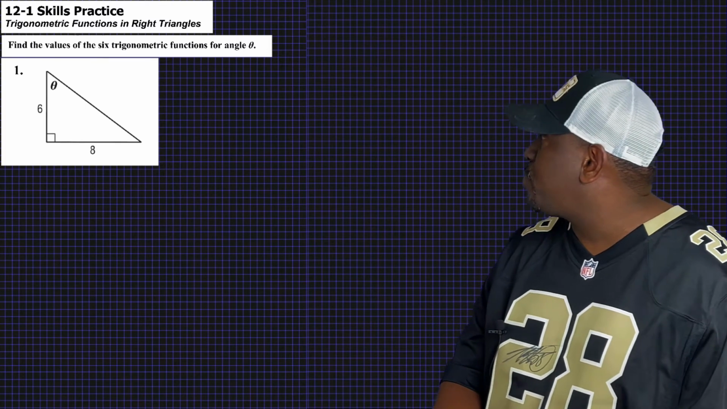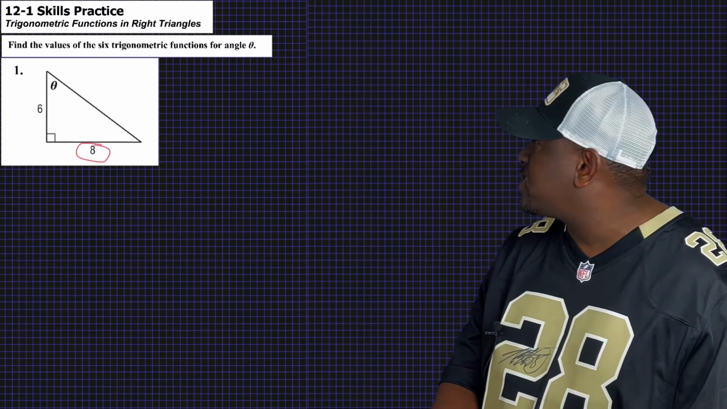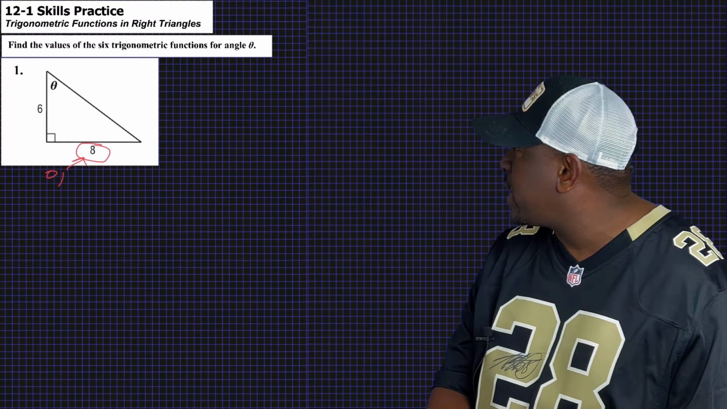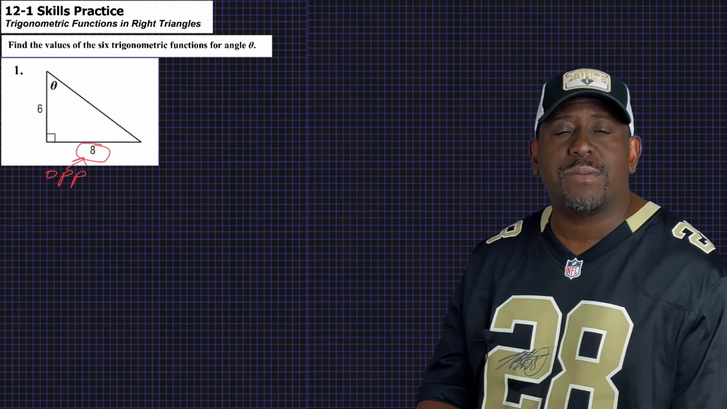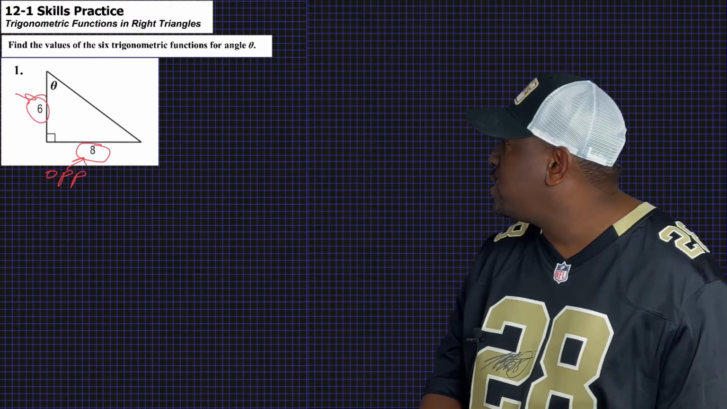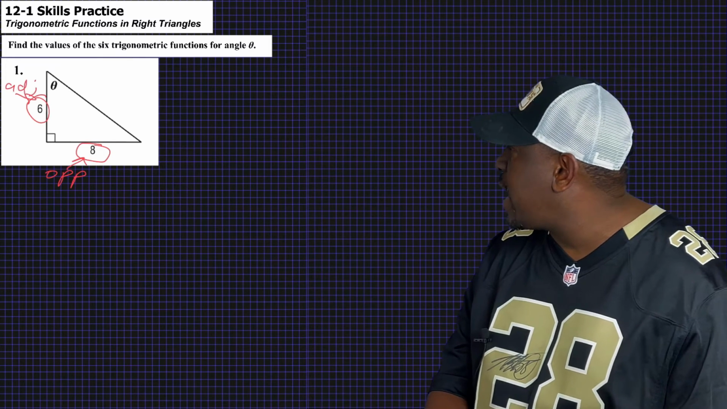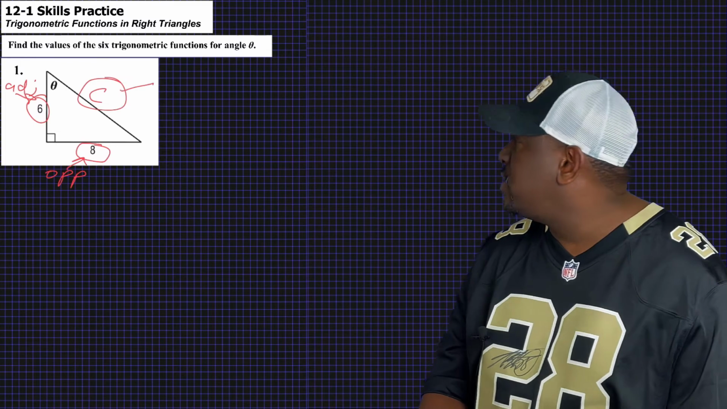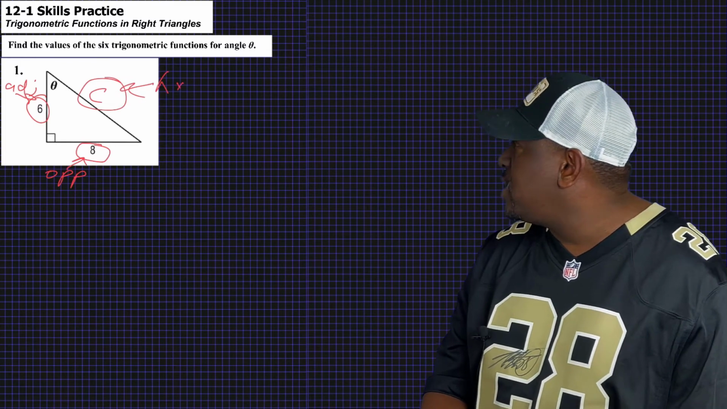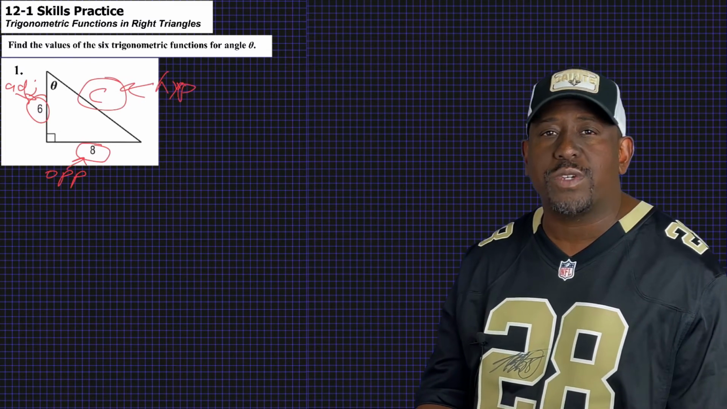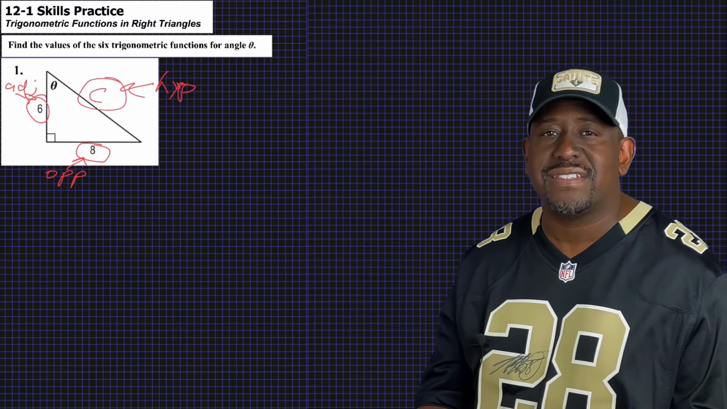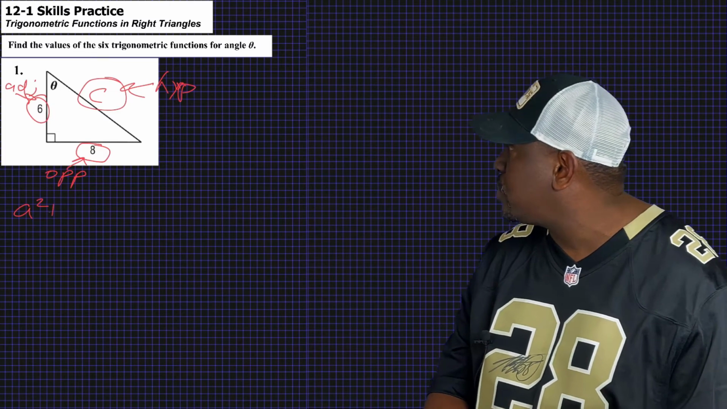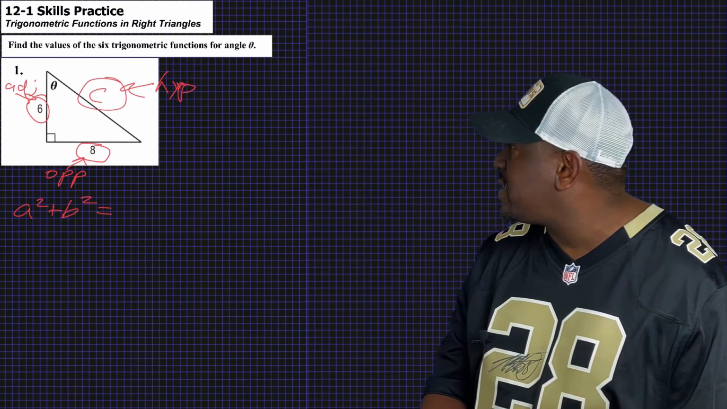In this first example, we're going to find the values of the 6 trigonometric functions for angle theta. We have to first label the sides of a right triangle. The side opposite theta is called the opposite, that is 8 in this problem. The side next to theta is the adjacent. Because we don't have the longest side, the hypotenuse, we have to find that side c.